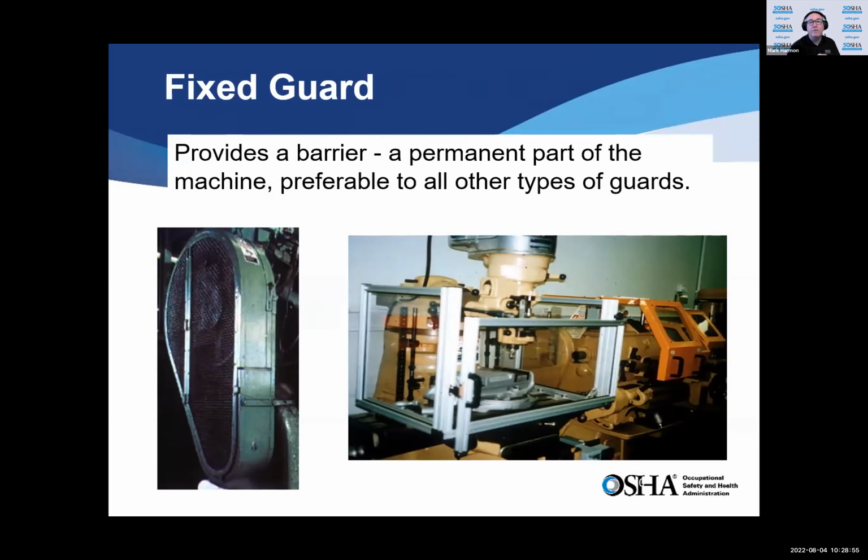All right, the first one here, fixed guards. As you can see from the picture, this is two examples, one being the flywheel on the left. It has a very nice looking fixed barrier. The fixed guard provides a permanent part on the machine, preferable to all other types of guards, because it's in place. It's not something that comes and goes. It does have what appears to be expanded metal on the outside. Again, that's preferable if you need to see, look into, or beyond the guard.